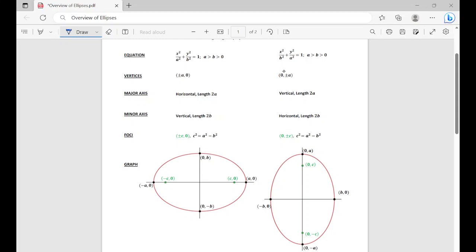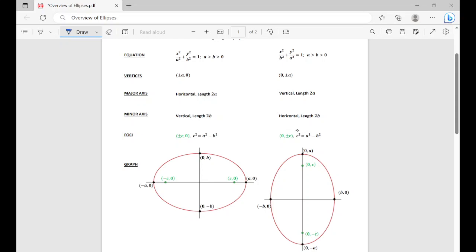It also has vertices, but instead of a comma 0, it's 0 comma a. Again, it's on the major axis, the longest part of the ellipse, here and here. Its major axis is again vertical, as is the ellipse, with a length of 2 times a. The minor axis runs horizontally right here, the smaller part, with a length of 2 times b. And the foci, similar to before, are 0 comma plus or minus c, this time with c being in the y value.